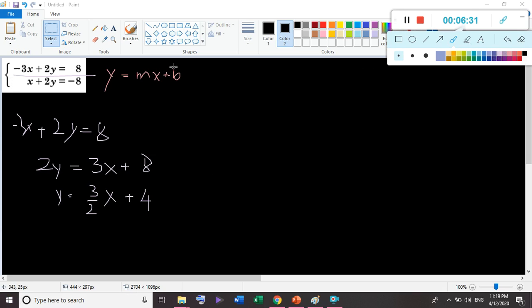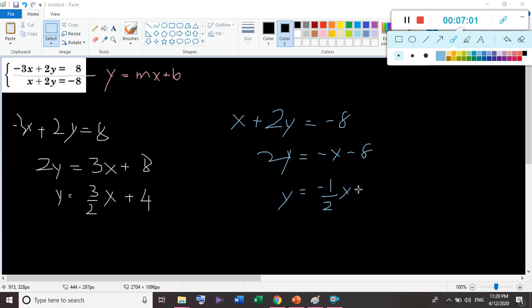Let's go for the second equation here, which is x plus 2y equals -8. We're going to move the x to the other side, so it's going to be 2y equals -x minus 8. We're going to divide everything by 2, so it's going to be y equals -1 over 2 x minus 8 over 2, which is going to be -4.